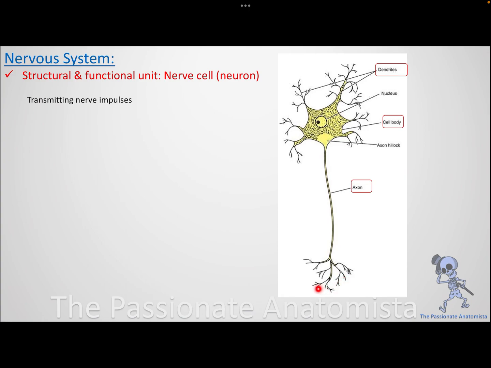And from there, you need to take the information to the next neuron if you have more than one order neuron, or you can take it to the muscle if you have a neuromuscular junction. So it depends on where you're going to end up your pathway. So why is it important to remember the neuron?